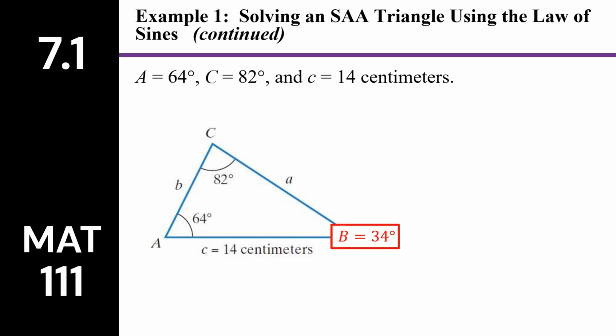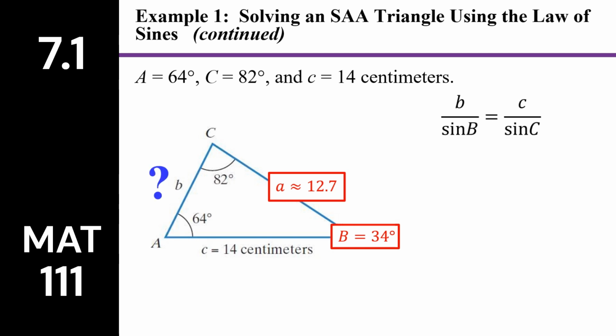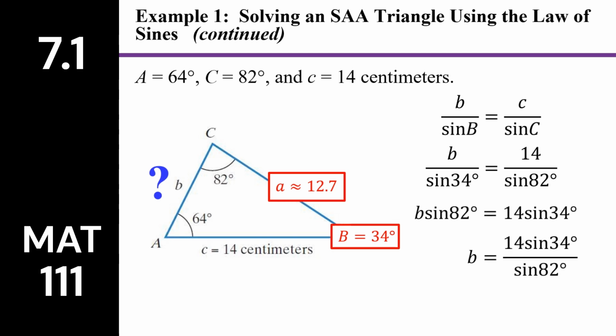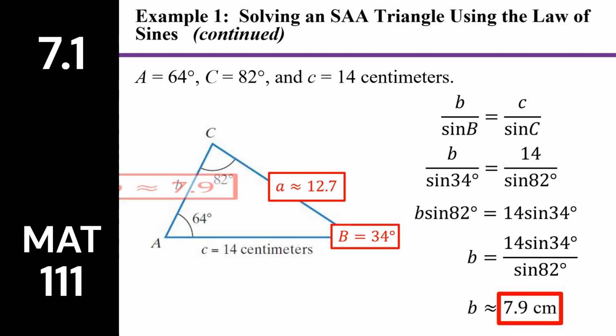Here's a quick recap before moving on. We began by finding angle B, then we used the law of sines to find side a, and now we need to find side b using the law of sines. Once again, we'll use the fact that we know c, and we set that equal to the unknown side b over the sine of angle B. We cross multiply, divide by the sine of 82, and we use our calculator. This gives us a value of 7.9, and we've completed solving this triangle because we found all the unknown sides and angles.